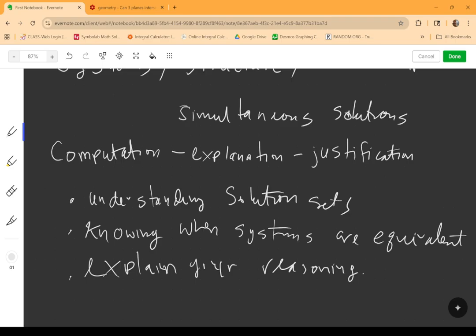Okay. All right, so as we move forward with this linear algebra, we are looking at being able to do some computations, explain and justify our solutions.